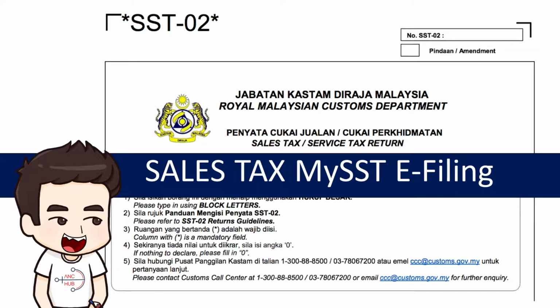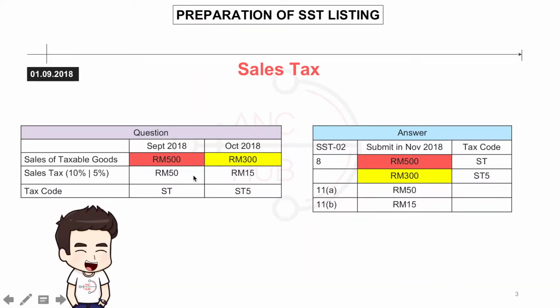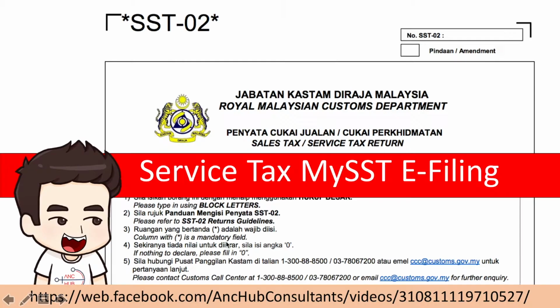Why this happens is because sales tax and service tax adopt very different mechanisms. Sales tax basically adopts an accrual basis, same as GST. When I issue my invoice, I have to charge the tax. For example, if in September I have 500 ringgit and in October I have 300 ringgit, how much do I submit in November? 800 ringgit in total, and I have to add the two together.